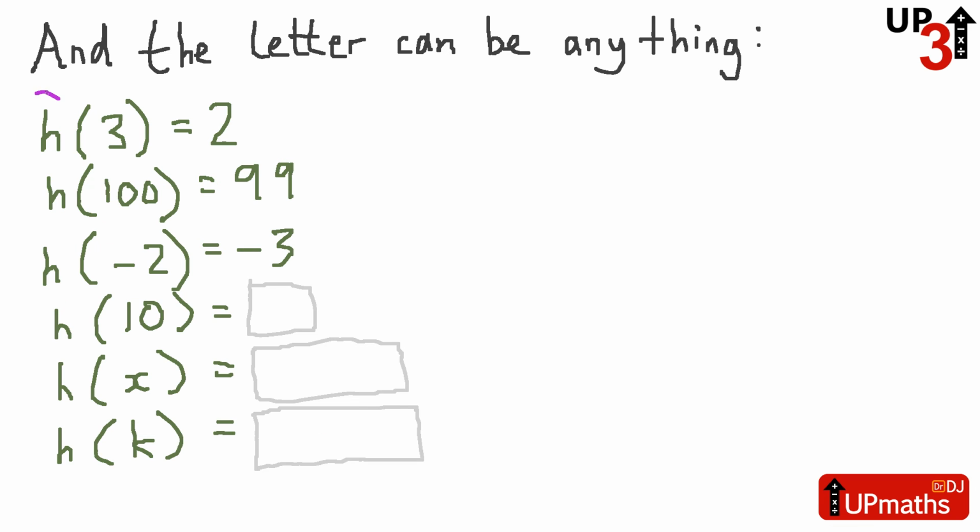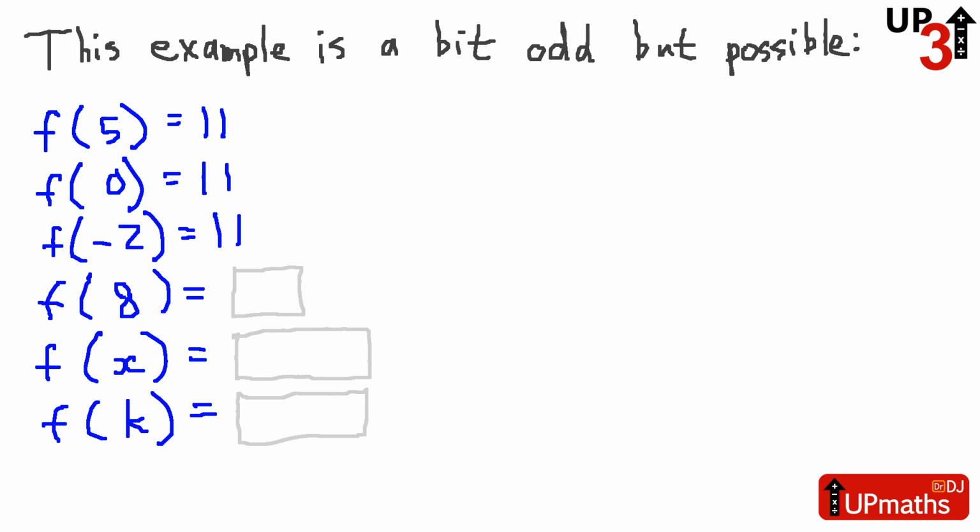Oh, the letter can be anything. It doesn't have to be an F. Anyway, what's happening? Okay, got it. We're minusing 1. So 10 minus 1 is 9. X minus 1, we'll just write that as x minus 1 because that's just like algebra. It doesn't have to be an x either. It can be a k. So it could be k minus 1. Let's do another one.